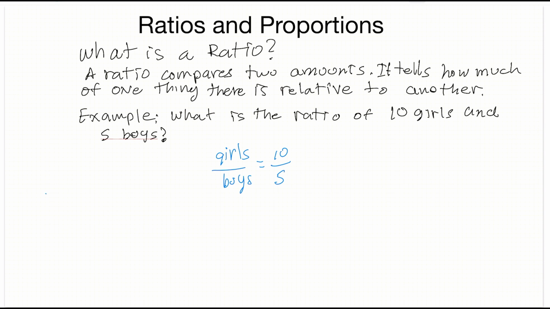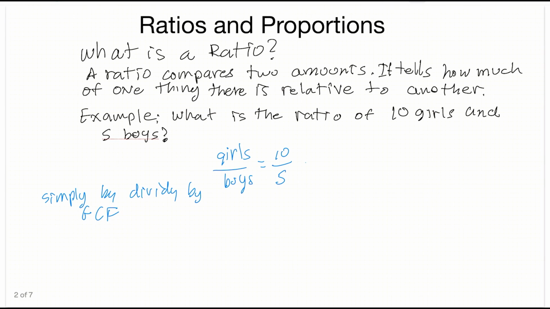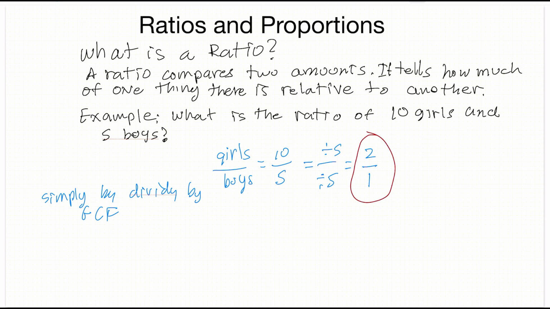Now we can simplify this by dividing by the greatest common factor. In this case, it's going to be 5, because 5 will go into both the numerator and the denominator of the ratio 10 over 5. So divide by 5, divide by 5, and that's going to get us 2 to 1. So our ratio is 2 to 1 of girls to boys.